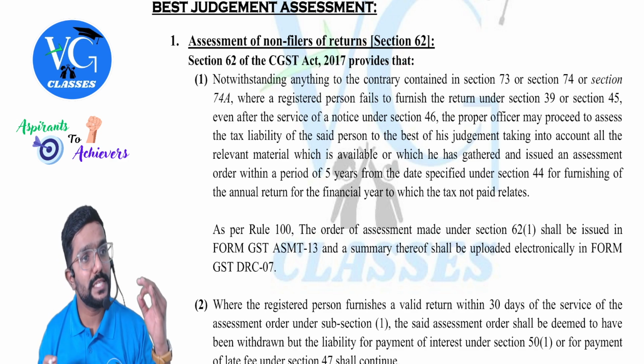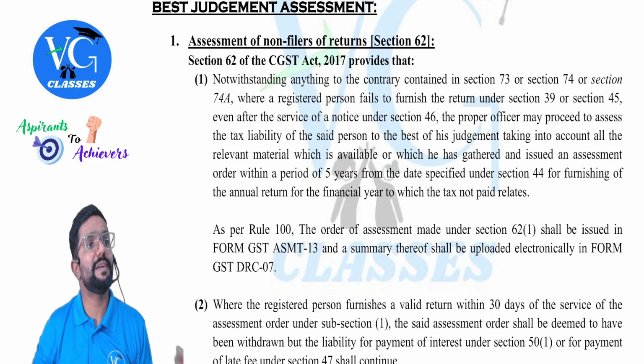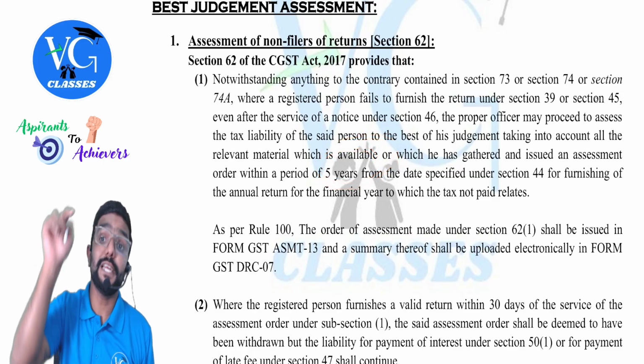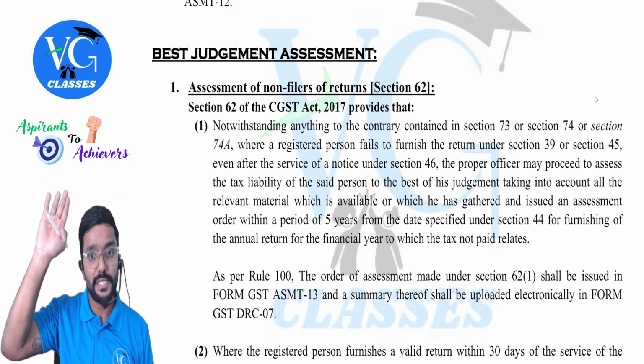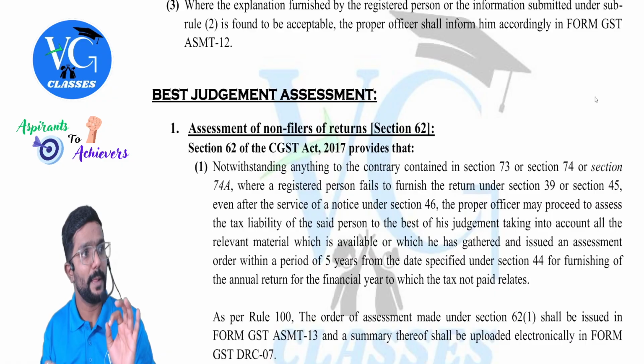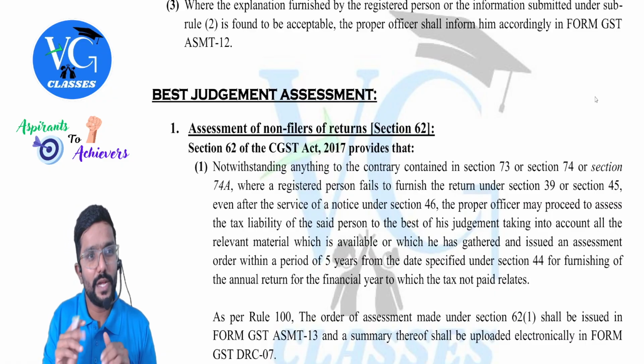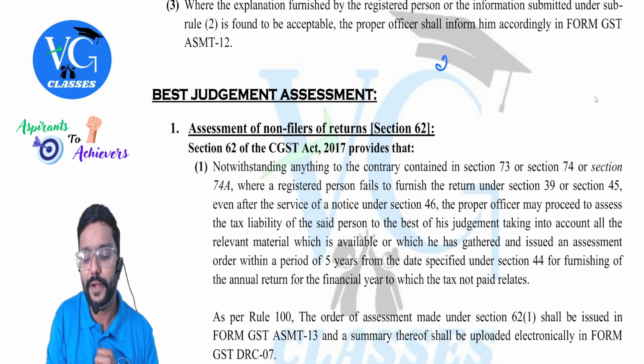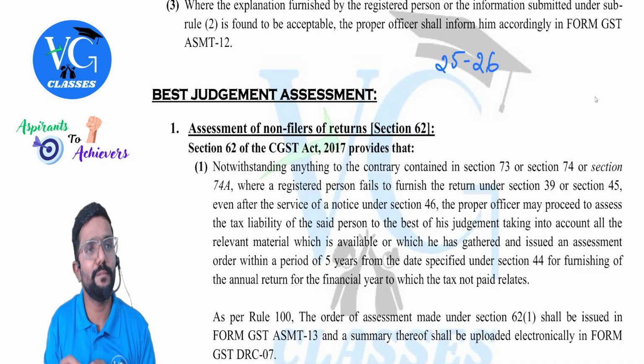And to pass this best judgment assessment, what is the time limit? Within what time can he pass a best judgment assessment? Within 5 years. 5 years from when? Please listen, that is important. 5 years from when? Guys, listen. Sir, whatever returns I was supposed to file, that is for the year 25-26. Maybe not for the complete year.